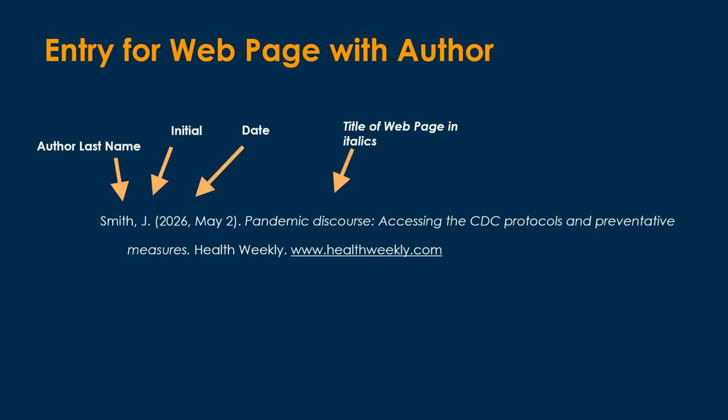Next comes the title of the article on the web page, which goes in italics with the same capitalization rules as mentioned previously, followed by a period. The next element is the name of the website, and that will be followed again by a period. End the entry with the hyperlinked URL.